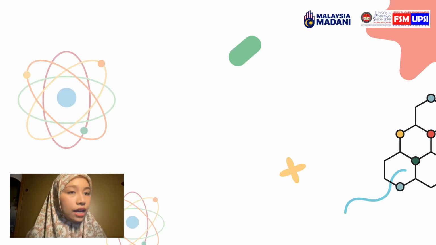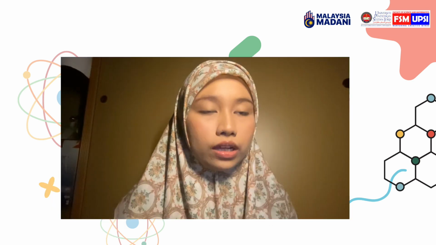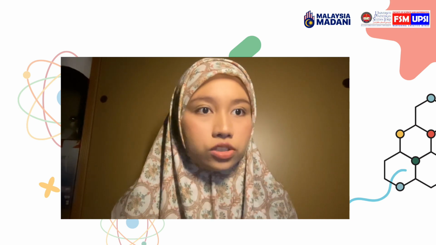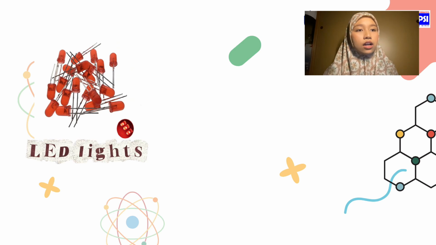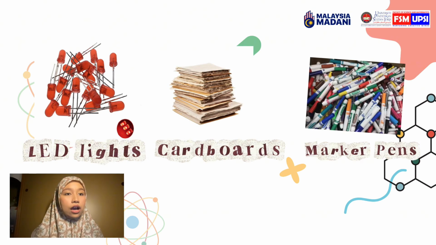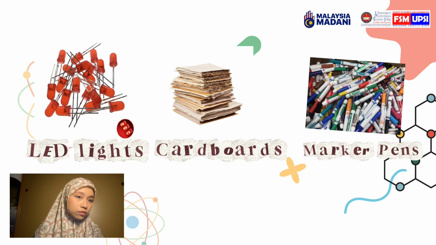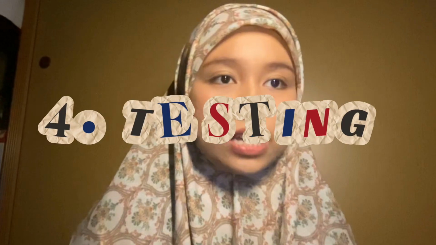For this part, I choose suitable materials such as copper strips or aluminum. You can use either of those two because as long as it conducts electricity, then it would work. Also, I use LED lights, cardboards or boxes, and also any other recyclable items. Now, I can construct the prototype and test its functionality.